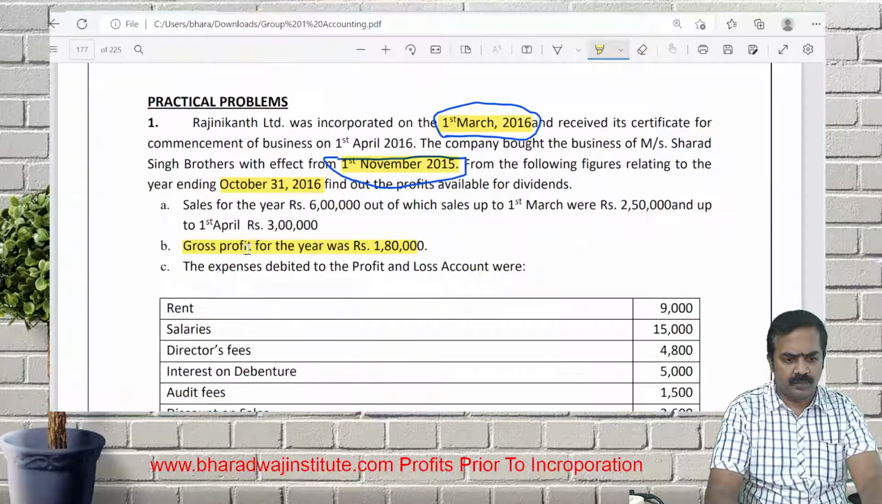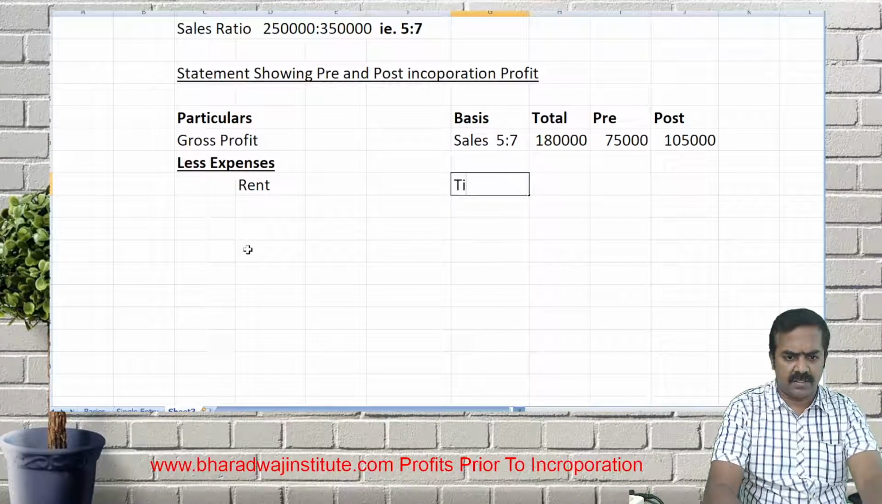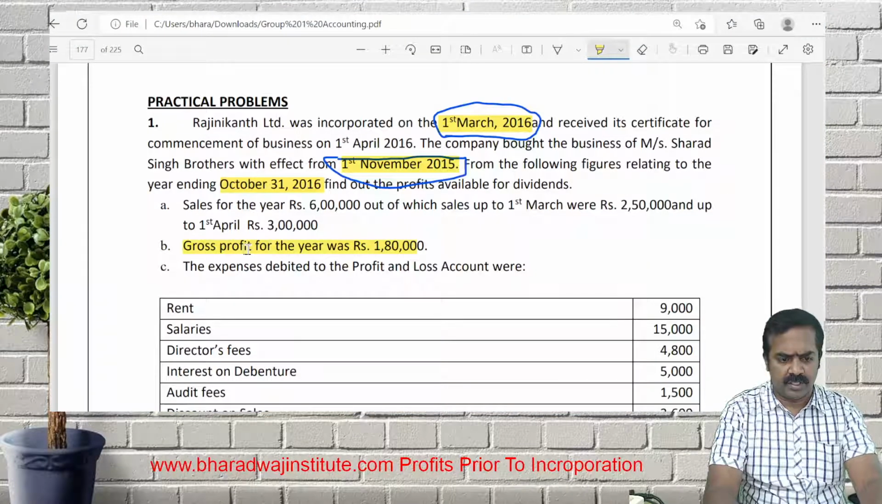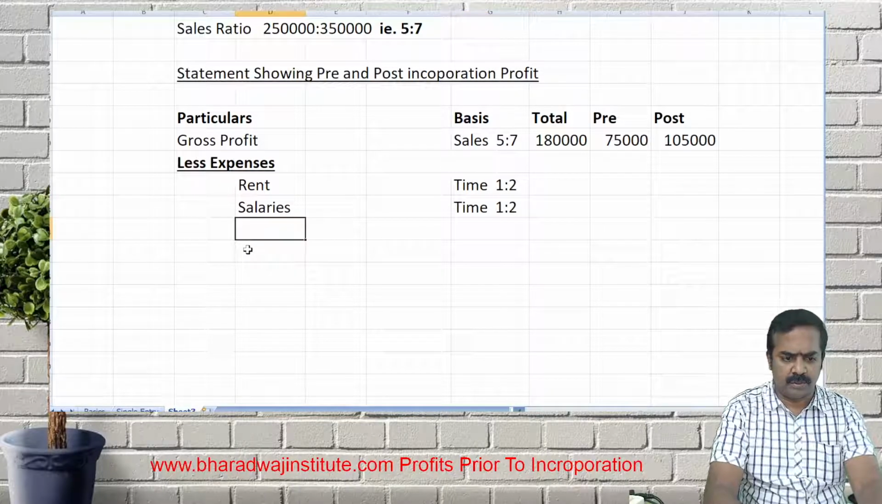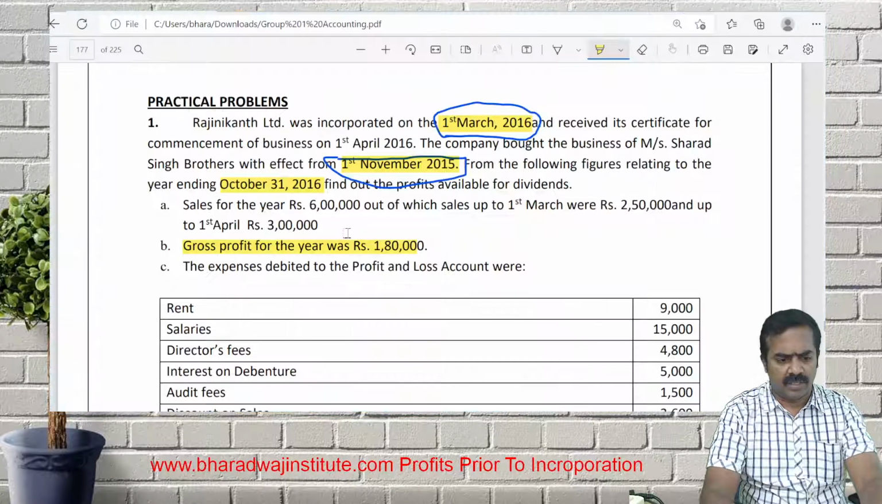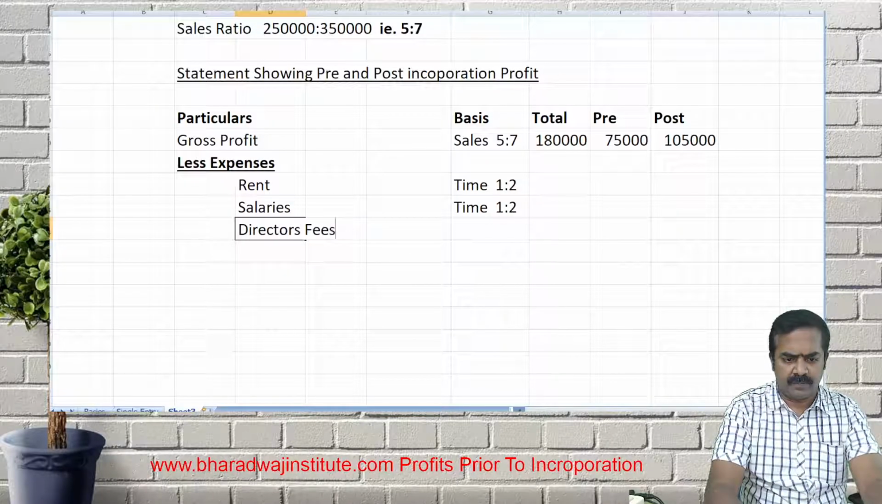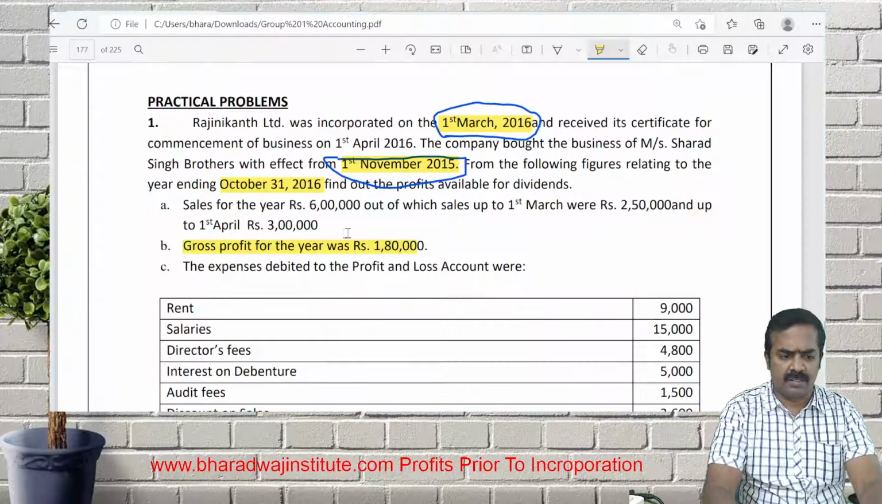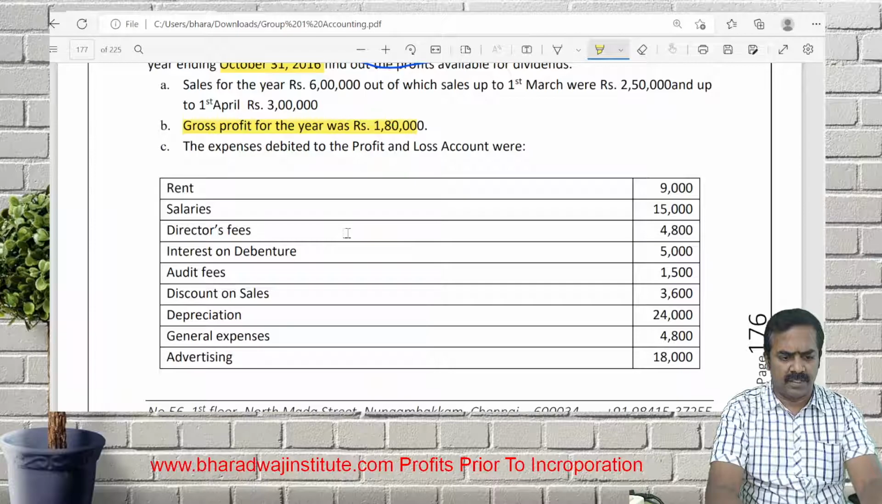Expenses. What is the first one? Rent. Rent basis: time ratio. What is the time ratio? 1:2. What is the next one? Salaries. Time ratio 1:2. What is the next one? Director's fees. Director's fees will be allocated to the post-incorporation period because directors are appointed after the incorporation. Then interest on debentures, post-incorporation period. What is the next one?